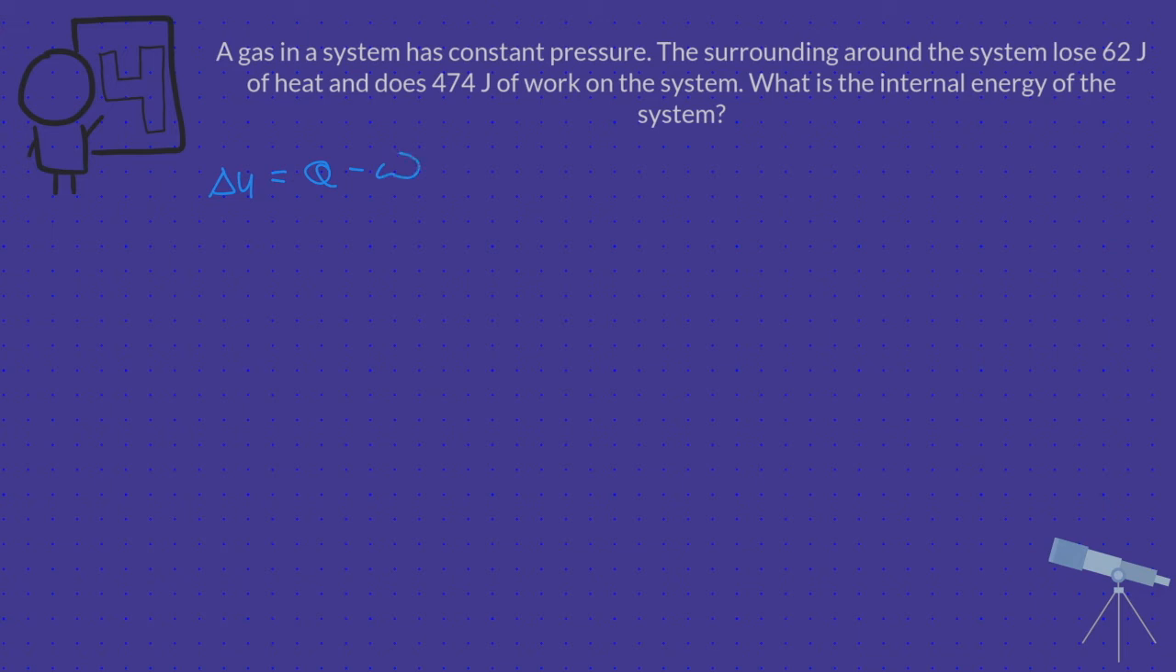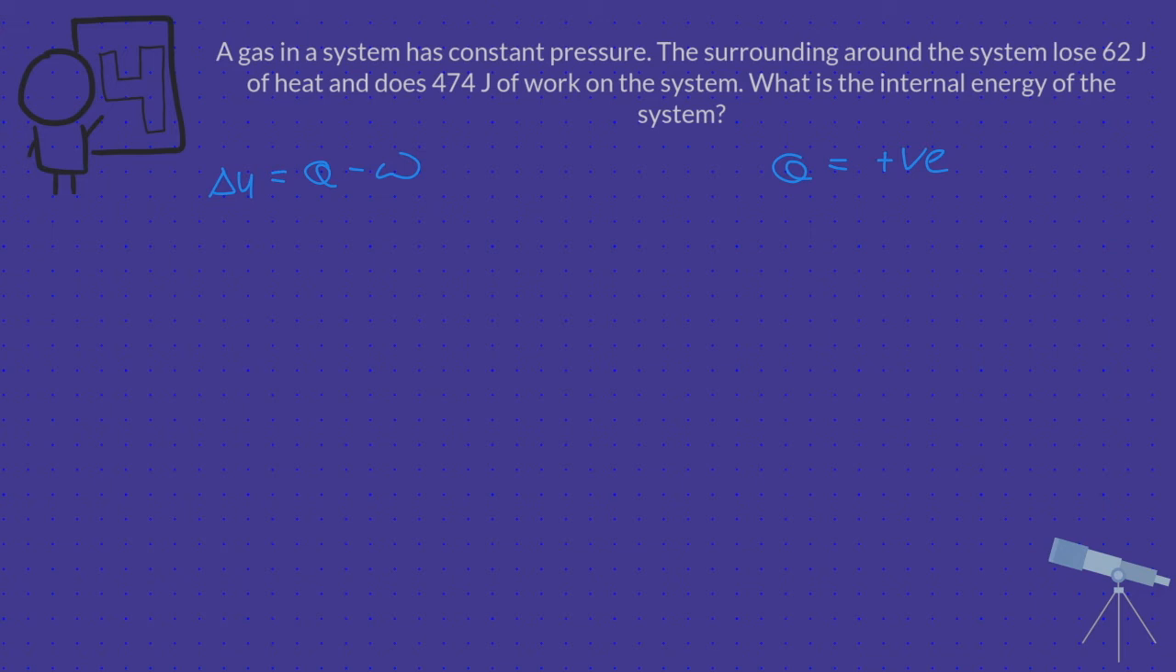Now what you need to do is determine whether your Q and W should be positive or negative. So let's see the first one. A gas in a system has constant pressure, okay? And then it says that the surrounding around the system loses 62 joule. Once the surrounding loses energy, it means that the energy is being absorbed by the system from the environment. So when the system is absorbing the heat, it means that the heat is positive. So Q must be positive, right?